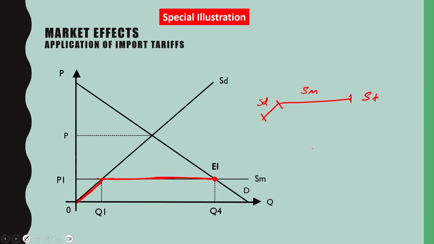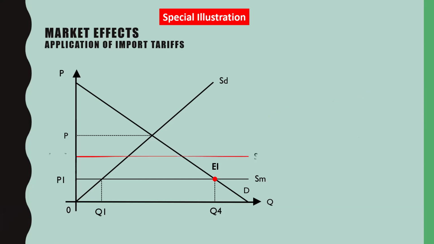Then the government decides to charge a tariff. As a tariff, you add the tariff to the price, which means the price increases and the supply curve will shift upwards. It is not an increase in supply, it is a decrease in supply. So there is an upward shift.